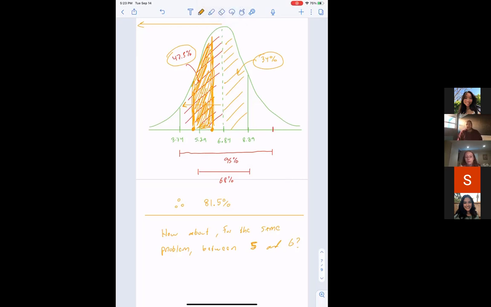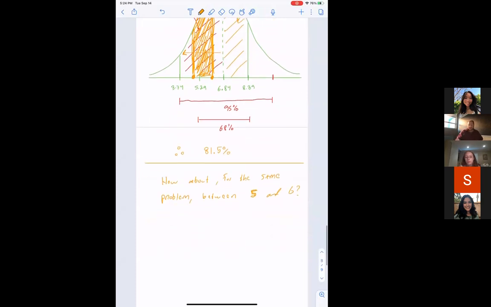The 68, 95, 99.7 rule does not work if you don't land on exact sigmas. If you land on numbers in the middle of nowhere, this rule fails completely, which means we need some slightly more sophisticated techniques for answering it. And we start by considering section 3.5, the standard normal distribution.